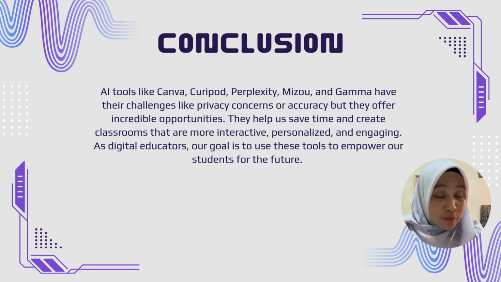The conclusion for today's topic is, all in all, the AI tools like Canva, QReport, Perplexity AI, Mizu, and Gamma AI have their own challenges, for example, privacy concerns or accuracy, but they have a lot to offer, especially the opportunities. They help us save time, and then they create classrooms that are more interactive, interesting, personalized, and engaging. So, as digital educators, teachers, our goal is to use all these tools to empower our students for the future.